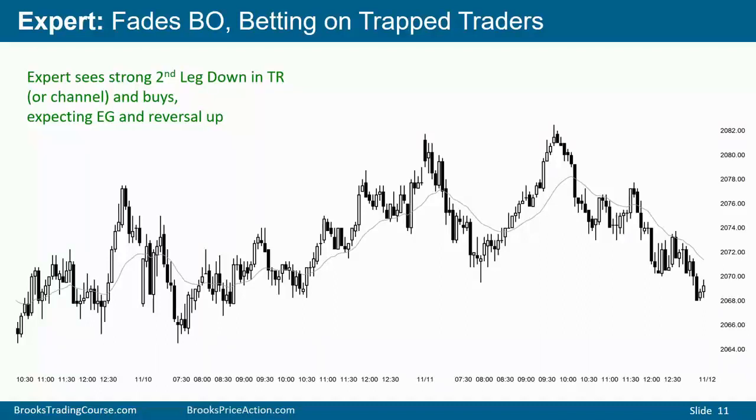Whenever an expert sees 2 strong legs down in a trading range, he's looking to buy. He's expecting it to be an exhaustion move instead of a measuring gap leading to lower prices. Reversal up is more likely. Leg 1, pullback, leg 2, big bear bar. If I'm trading this, I'm expecting this to be a bear trap, trapping beginners into selling at the bottom of a trading range. And I'm going to be looking to buy for a reversal up.